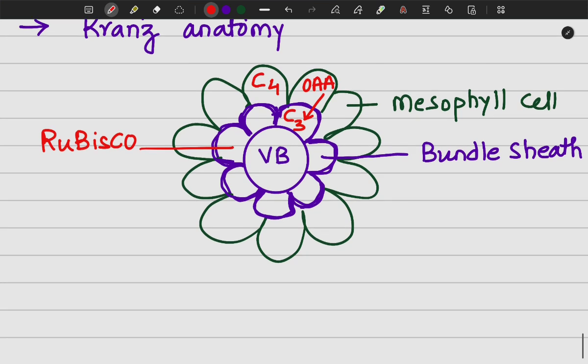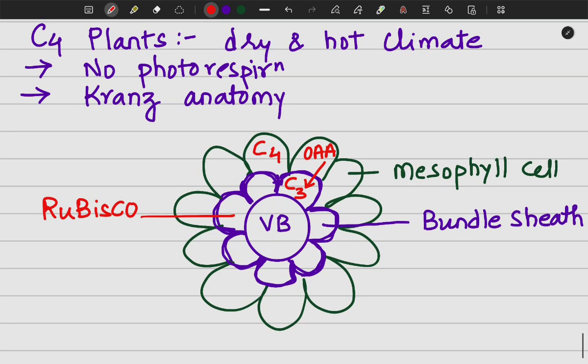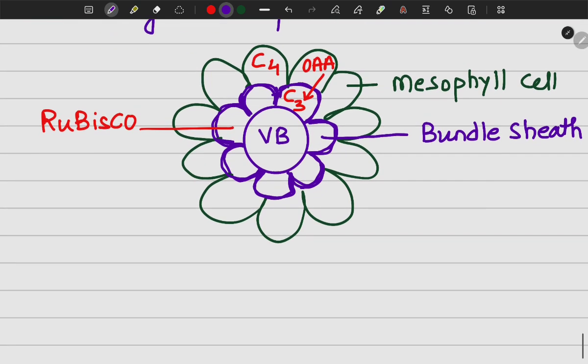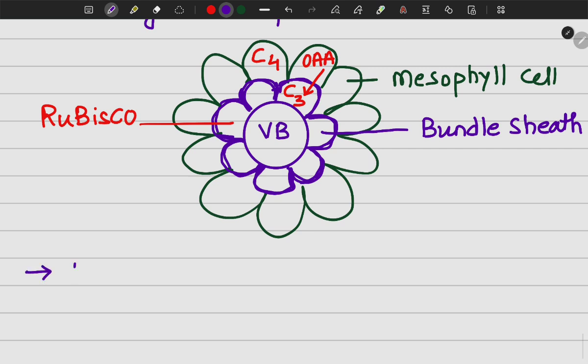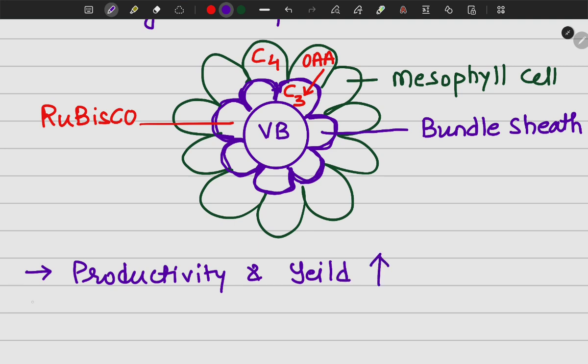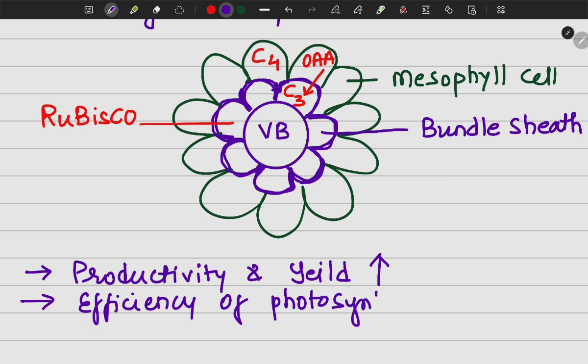Alright, that is why we learned that the C4 cycle is more efficient in case of photosynthesis as compared to the C3 plants, and the productivity and yield of C4 plants are also higher. Also, the efficiency of photosynthesis is also higher for C4 plants.